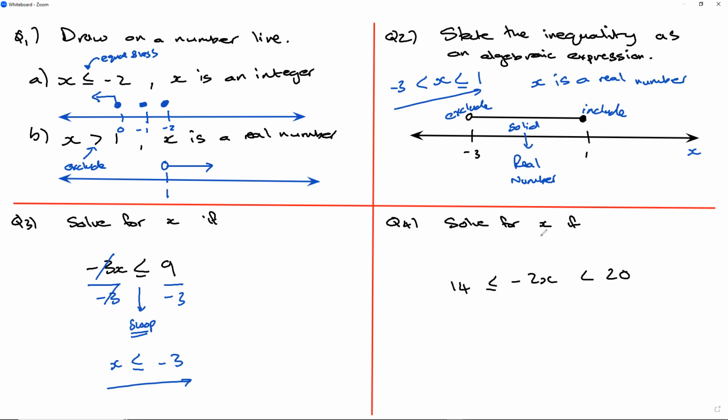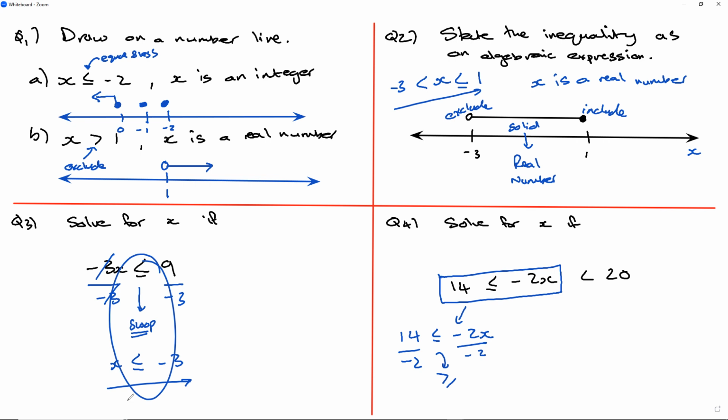All right, the next one, solve for x. For this one, I can deal with it in two parts. So let's say I take that part and deal with it first. So I go 14 less than or equal to -2x, and I divide by negative again. So I swap the sign over. Don't forget to swap the sign. You can see I made a mistake there already. I just said swap the sign, and I didn't swap it. All right. When you divide by a negative, what you have to do is swap that sign. Okay.